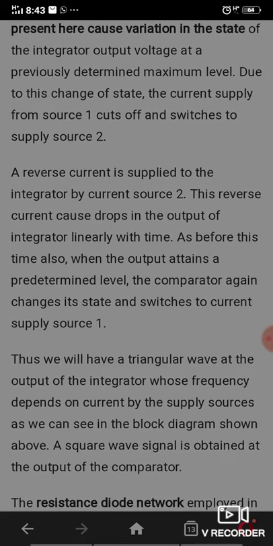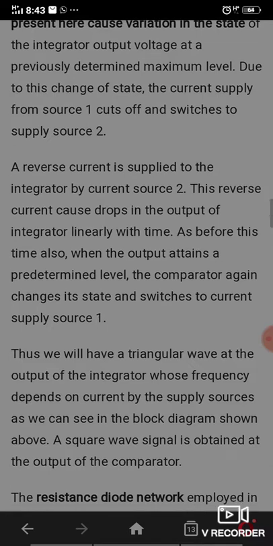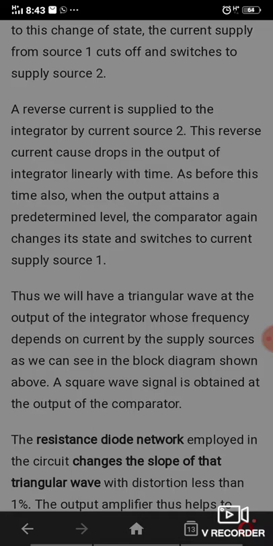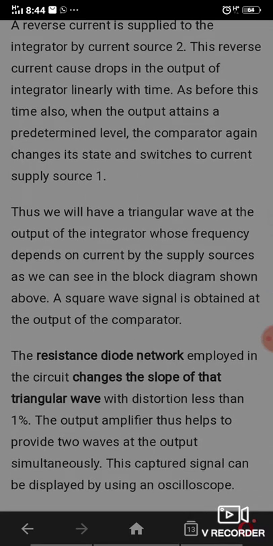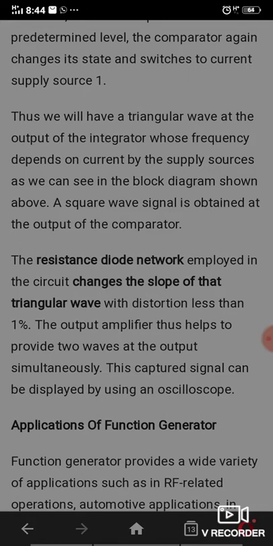Thus we will have a triangular wave at the output of the integrator. The frequency depends on the current from the supply source. As we can see in the block diagram shown above, a square wave signal is obtained at the output of the comparator. The resistance diode network employed in the circuit shapes the slope of the triangular wave, with distortion less than 1%. The output amplifier thus helps to provide two waves at the output simultaneously. This captured signal can be displayed by using an oscilloscope.